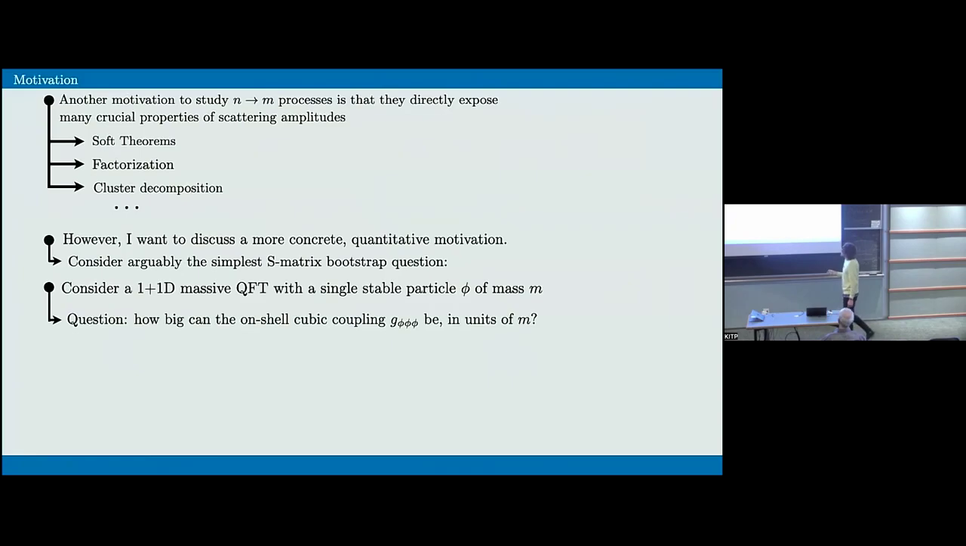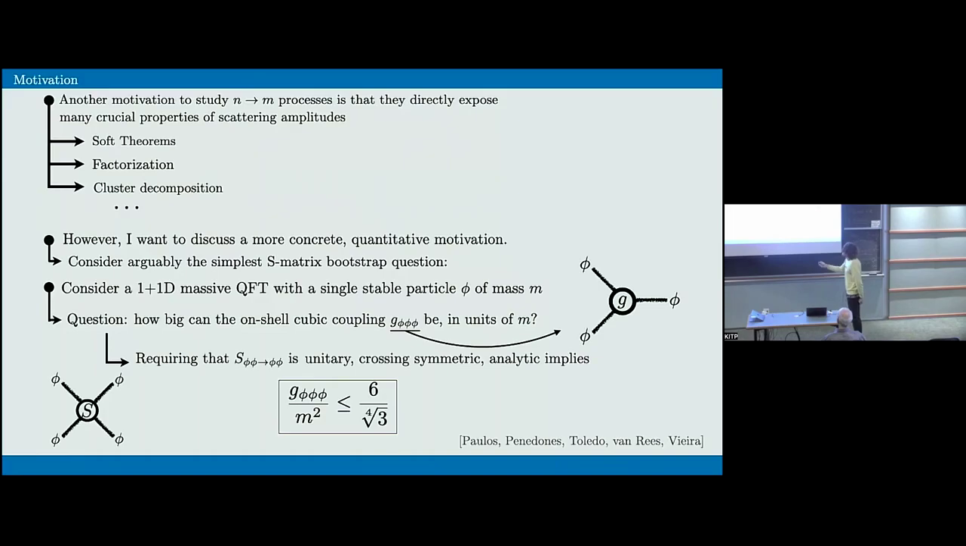The question is, how big can the on-shell cubic coupling G phi phi phi be in units of the mass? It's a very simple question, and one can try to at least place a bound on this cubic coupling by requiring that the 2 to 2 S matrix is unitary, crossing symmetric, and analytic. This is the answer.